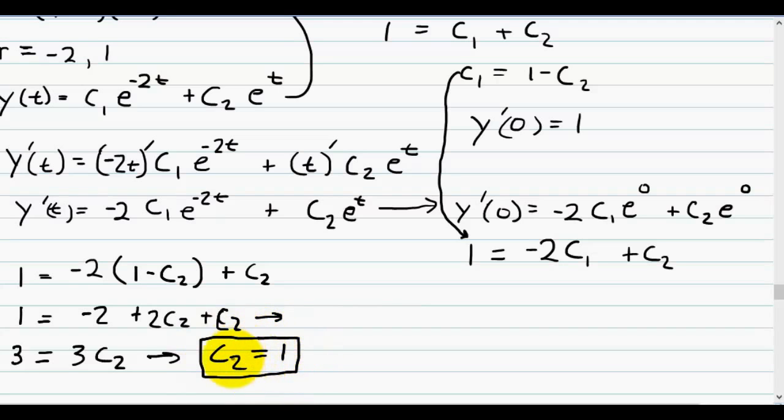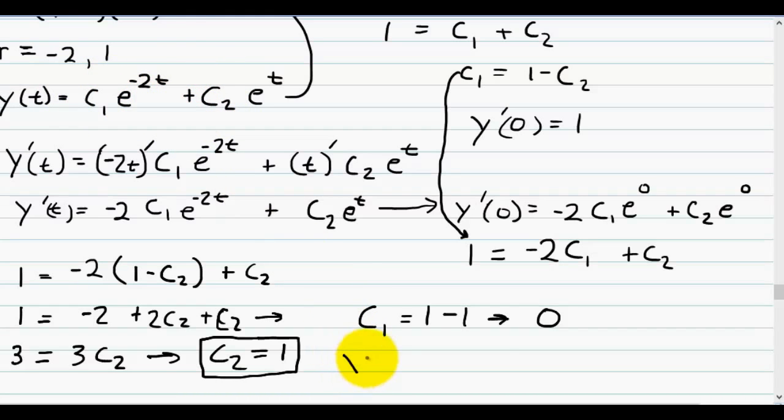And then I'm going to plug this C2 back into here in order to solve for C1. But since C1's already in the form I like right here, I'm just going to plug it straight in. So C1 is equal to 1 minus 1, so C1 is going to be equal to 0. Now I can finish off this, plugging in C1 and C2, and that's going to be the solution.